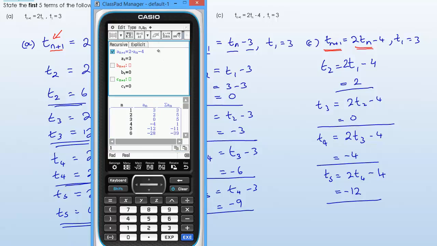Let's turn that sigma display off since we don't need it. We don't want that third column spoiling what we're doing. So how does it go? So we started off with the first term of 3, second term we got was 2, third term was 0, then we had -4 and -12. So that's what happens with the recursive tab.